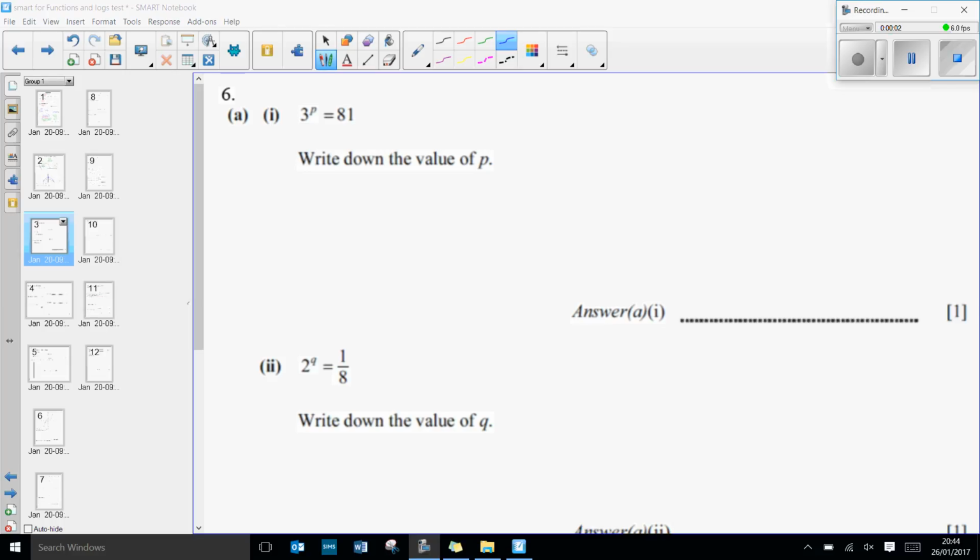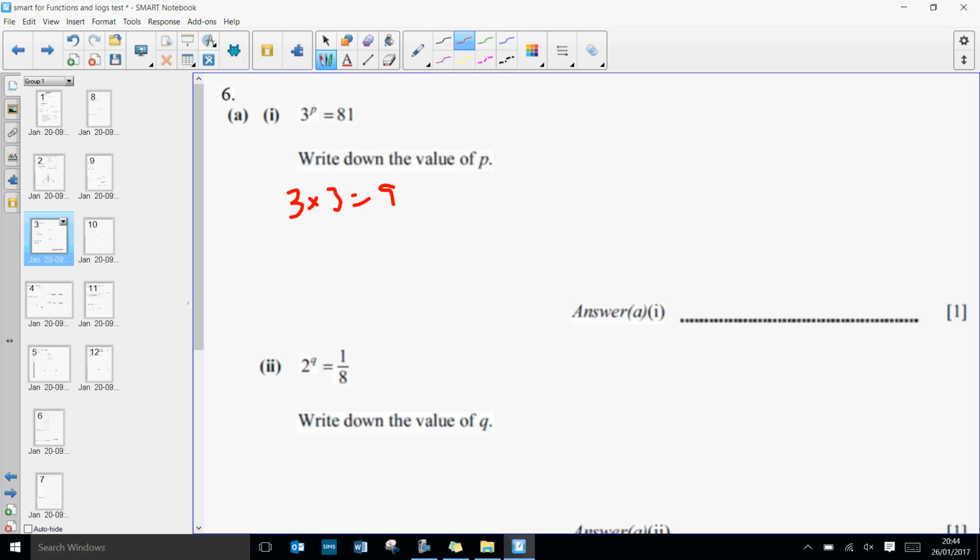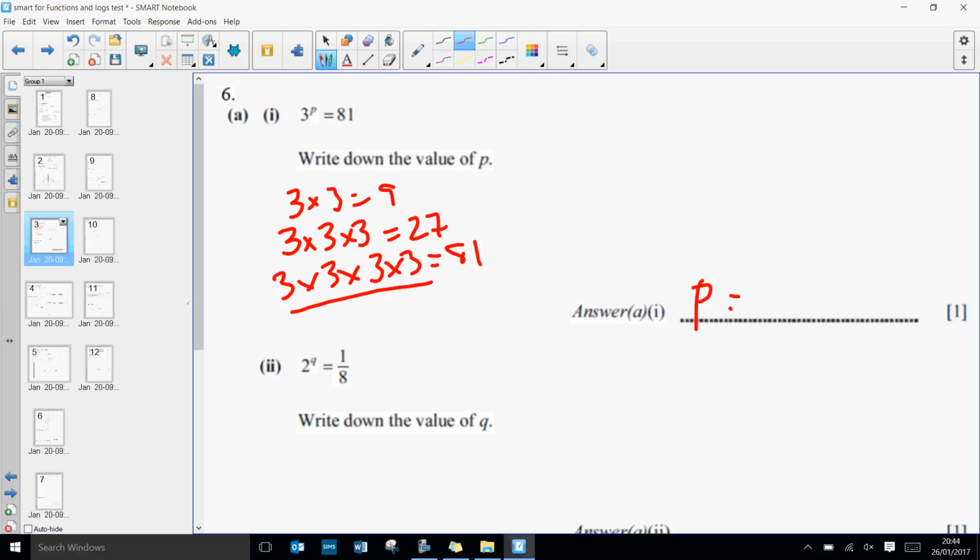Okay, so we're on to the next one. 3 to the power of something gives us 81. There's no real easy way of doing this. If you're not sure about your 3 times table, you can check 3 times 3, which is 9, which means that 3 times 3 times 3 would be 27, which means that 3 times 3 times 3 times 3 would be 81. Since we have 4 of them, it means that P is 4.